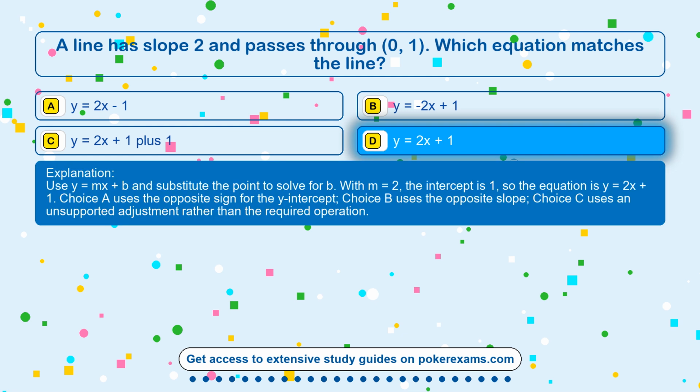Use y equals mx plus b and substitute the point to solve for b. With m equals 2, the intercept is 1, so the equation is y equals 2x plus 1. Choice A uses the opposite sign for the y-intercept. Choice B uses the opposite slope. Choice C uses an unsupported adjustment rather than the required operation.